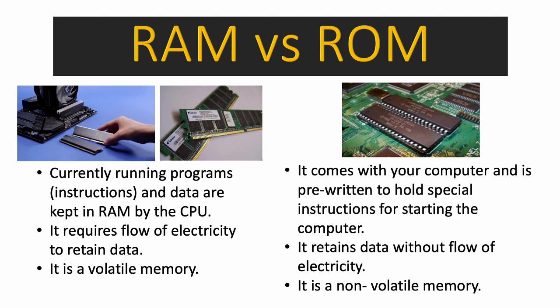Let us proceed to the comparison between RAM and ROM. RAM is used to store data and the instructions that are currently being used by the CPU. It is volatile, meaning it requires a constant flow of electricity to maintain the stored data. ROM, on the other hand, contains permanent instructions for starting the computer and doesn't require electricity to retain its data.